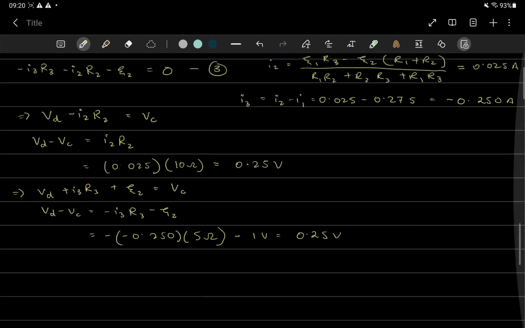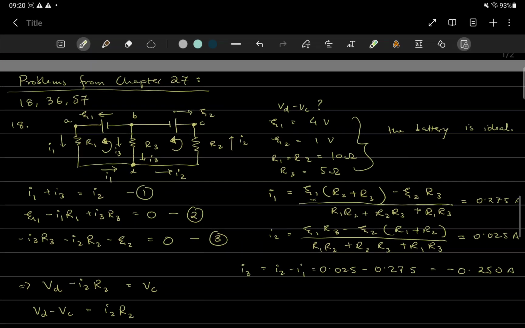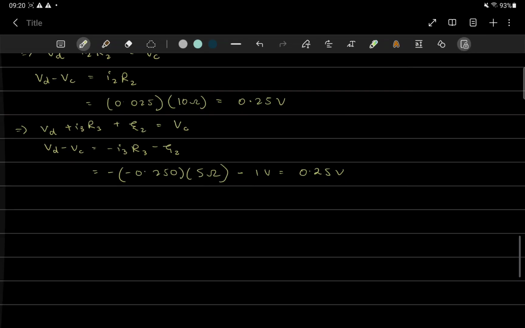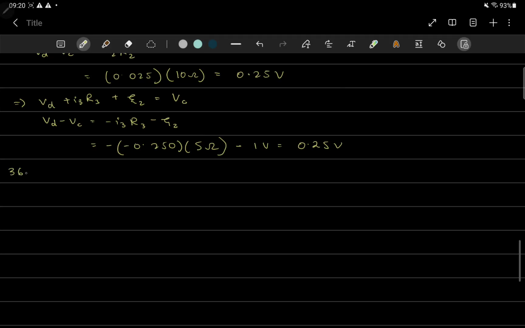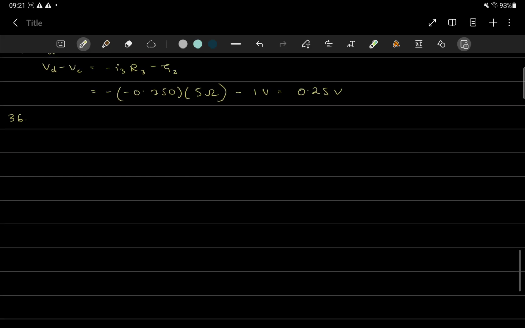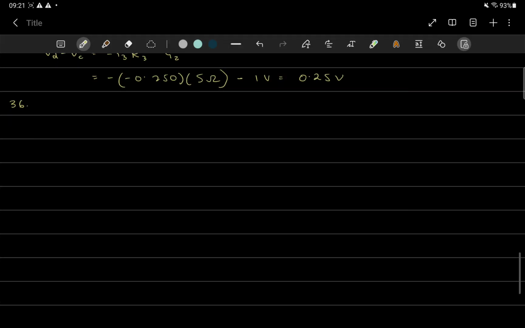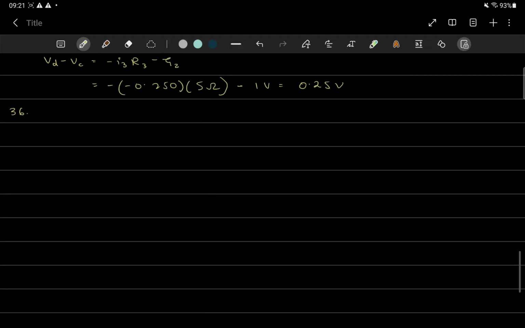Okay, now let's move on to problem number 36, where the problem states... so you have 36, right? Okay, so 36 is the big one. Now from 36 you have a circuit which looks like the following. So let me draw the circuit down first.